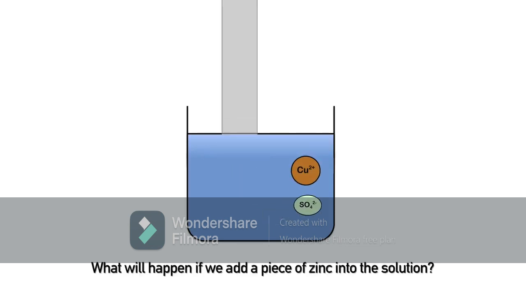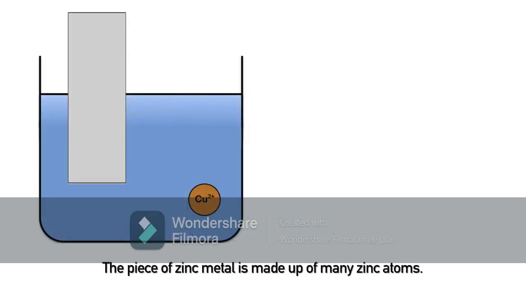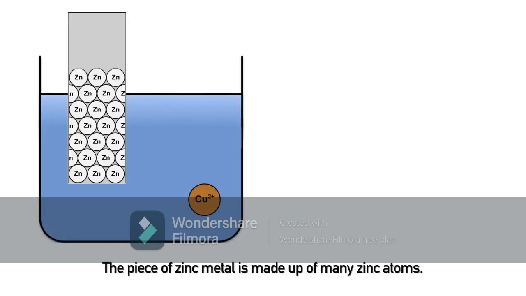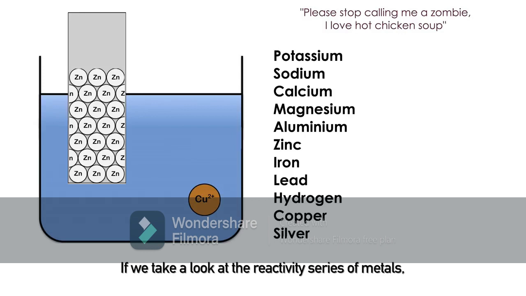What will happen if we add a piece of zinc into the solution? Let us take a closer look at the reaction. The piece of zinc metal is made up of many zinc atoms, which are packed regularly in layers. If we take a look at the reactivity series of metals, we know that zinc is a more reactive metal than copper.